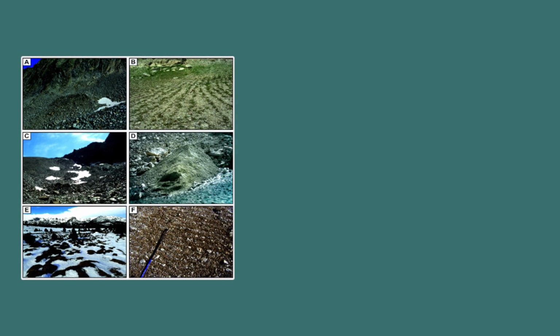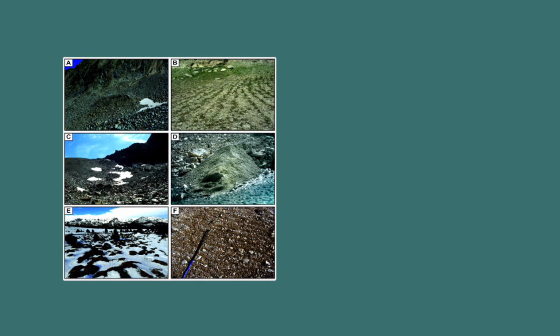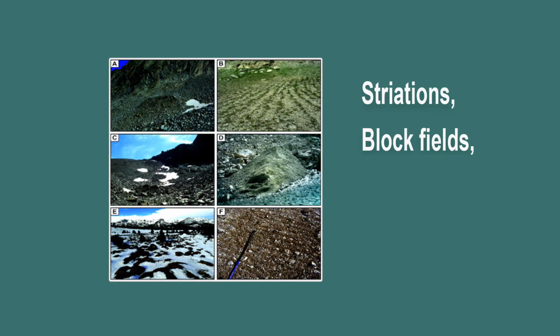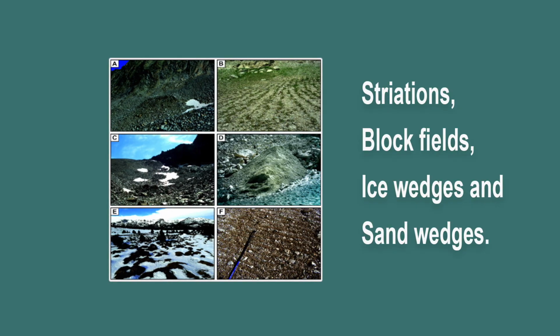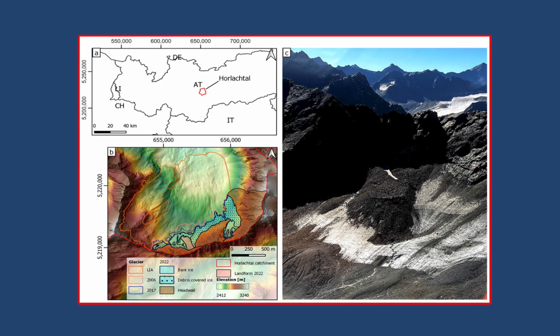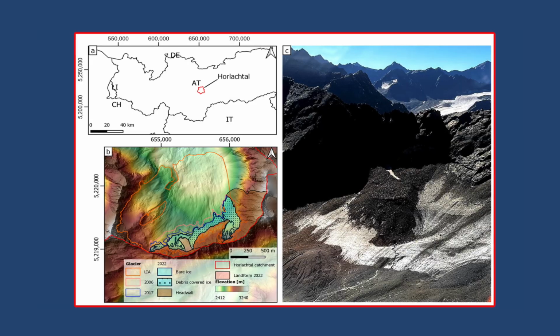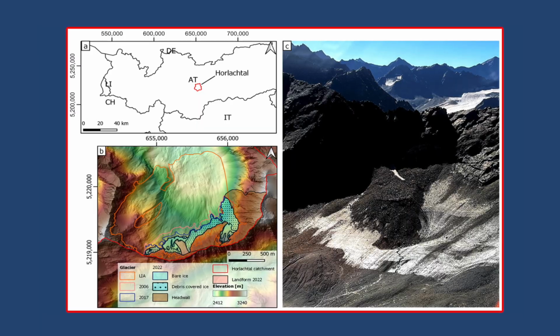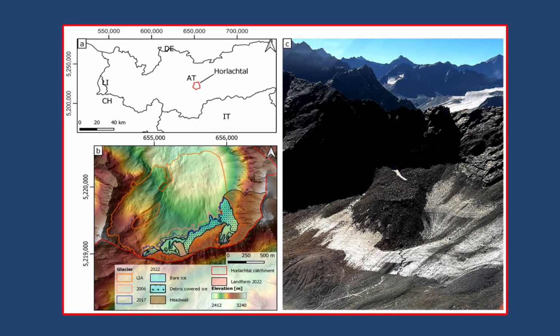The periglacial environment is dynamic in nature and it is structured by various factors such as geology, climate, terrain, vegetation cover and so on. The periglacial landscape is characterized by several small scale and large scale landforms, which include striations, block fields, ice wedges and sand wedges, etc. The periglacial landscape is sensitive to climatic changes and dynamics of precipitation and temperature, which significantly transform their forms and processes.